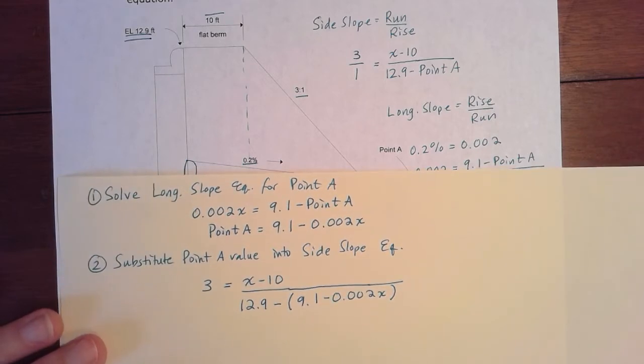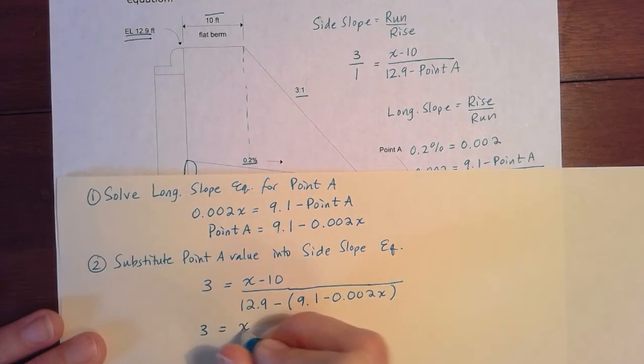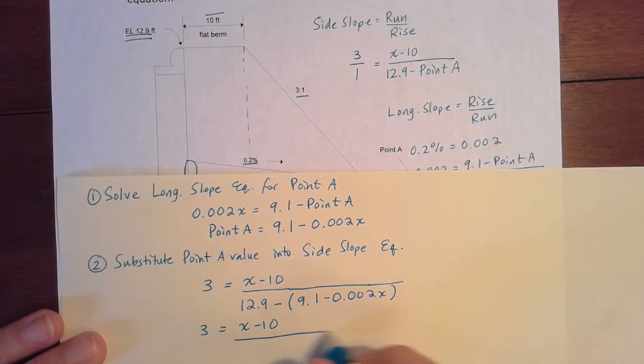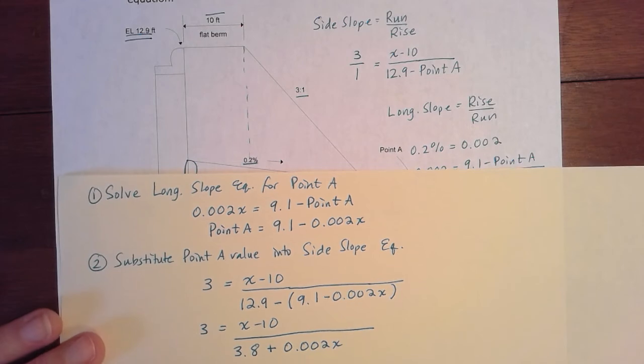All right, so let's go ahead and cross multiply here. So I've got this 3 on this side. Well, let's go ahead and put these together before we do that. So 3 equals x minus 10. I'm going to look at this parentheses here, so I'll do 12.9 minus 9.1, so that is going to give me 3.8. But then I'm going to have to do this minus and a minus sign here, so that's going to become plus 0.002x. So that's the big trick there, that becomes plus rather than minus. You guys still get a pretty close answer if you don't do that, but just keep in mind.